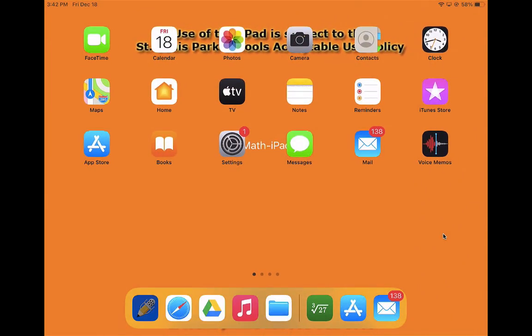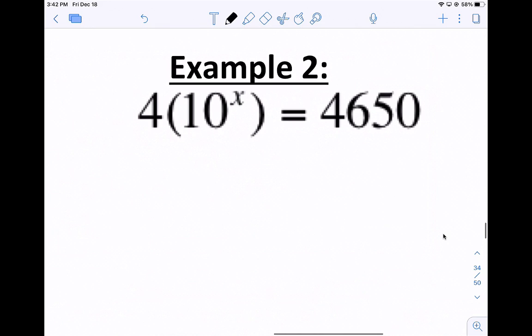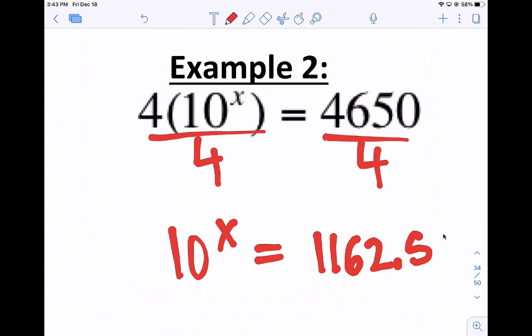All right, let's try some more. So now we don't have to use guess and check anymore. Let's solve for x. x is the exponent. The first step, get rid of the 4 by dividing each side by 4. All right, so let me type this in. 4,650 divided by 4 is a decimal. It is 1162.5. That equals 10 to the x.